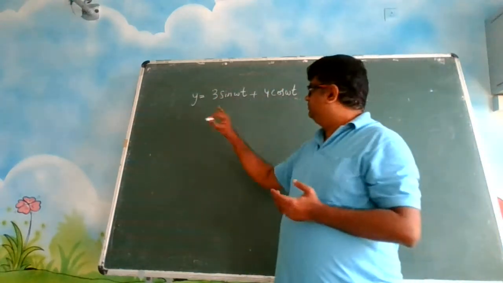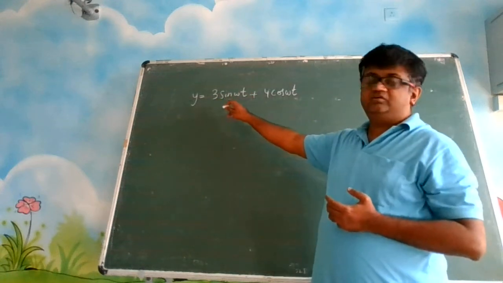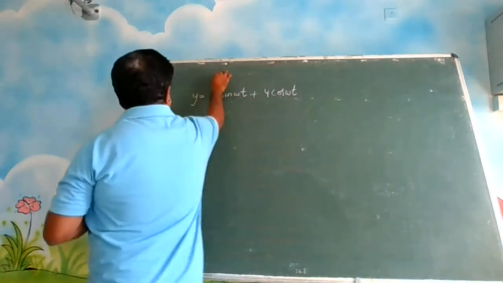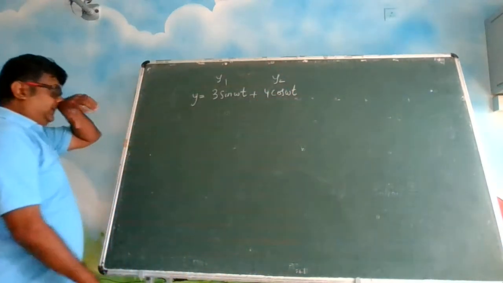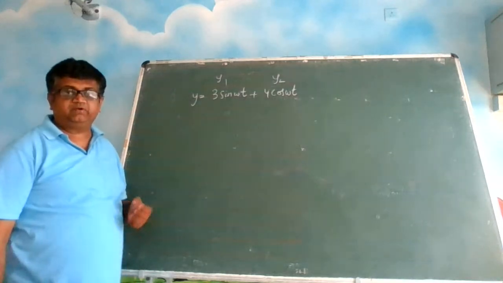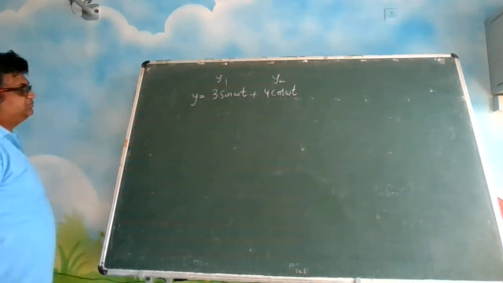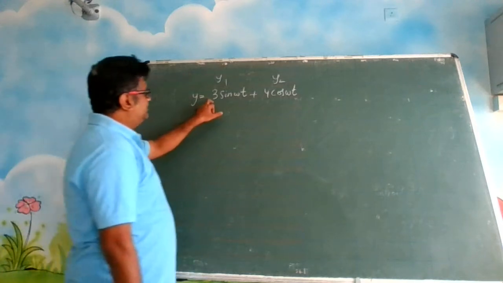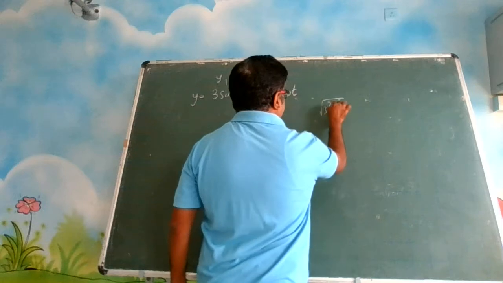So in this question, you can see that this y is basically the sum of two waves. You call these waves y1, y2, and they ask you to find the combined amplitude. Many times this type of question is asked. So how to do this question? You are seeing here 3, 4. What is root over 3 square plus 4 square?